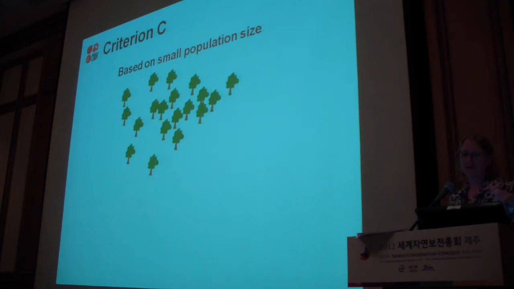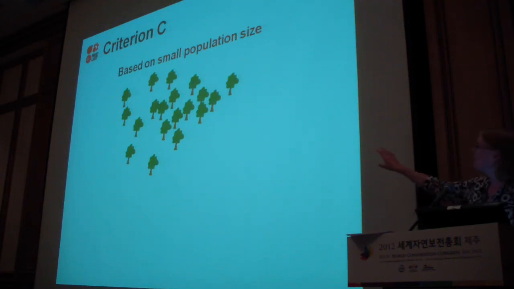So the first thing you have to do to qualify for criterion C is to have a very small population size. So the thresholds on the summary sheet show for critically endangered, your population size would be less than 250 mature individuals. For endangered, it would be less than 2,500, and for vulnerable, less than 10,000 in the total global population. So quite small population sizes.